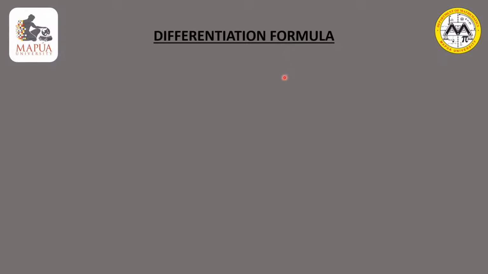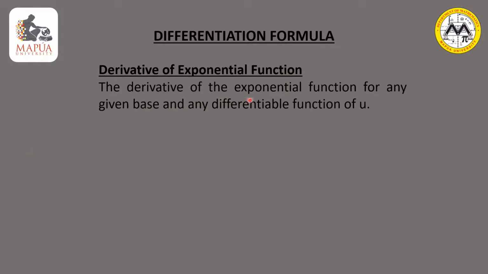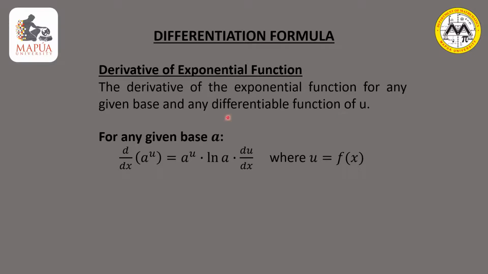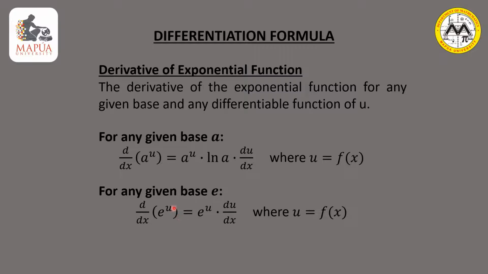In differentiating exponential functions, we have the following rule. The derivative of the exponential function for any given base and any differentiable function of u are given as follows. For any given base a, the derivative with respect to x of a to the u is equal to a to the u times ln of a times du dx, where u is a function of x. And for any given base e, the derivative with respect to x of e to the u is equal to e to the u times du dx. Again, u is a function of x.